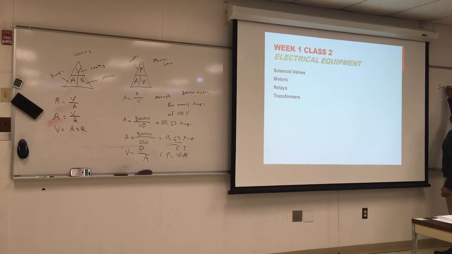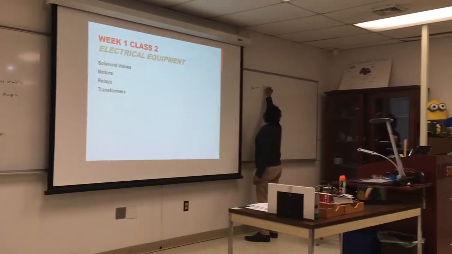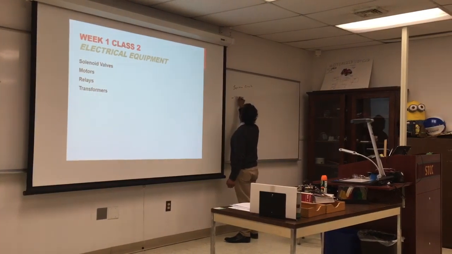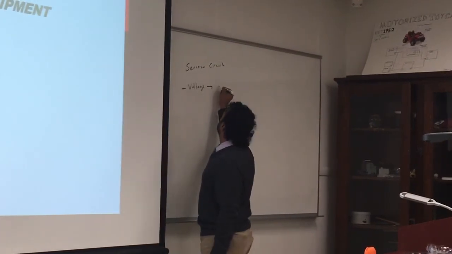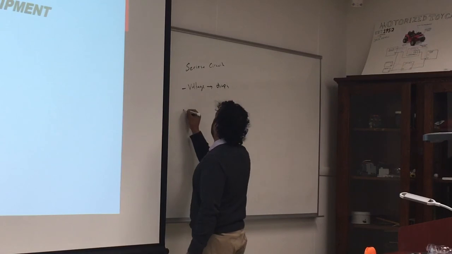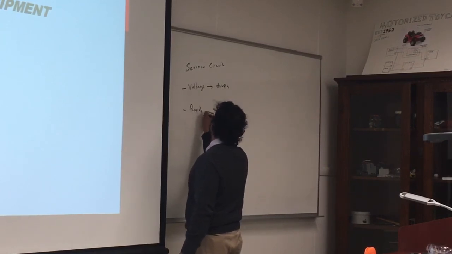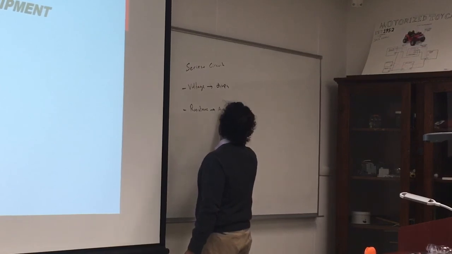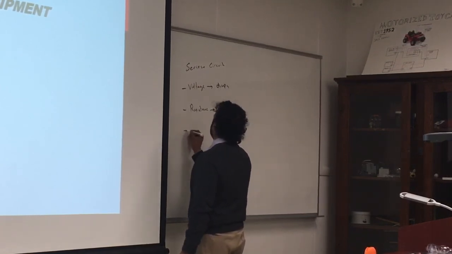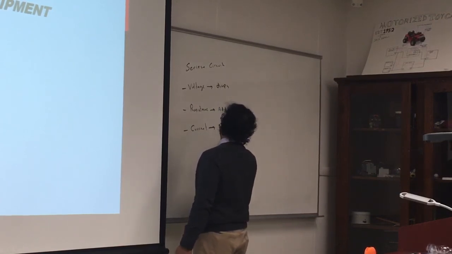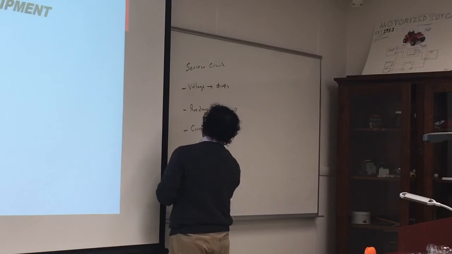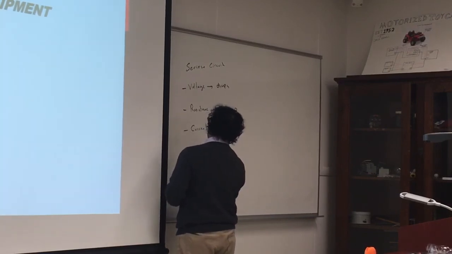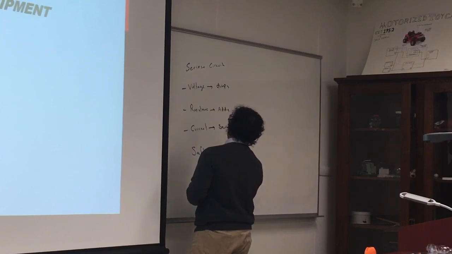So, series circuit. We say the voltage, what happens to it? Drops. Yeah, drops. And resistance adds up. Current, same. Okay. What do we use series circuits for? Two things. Safety, yeah, safety. And control.